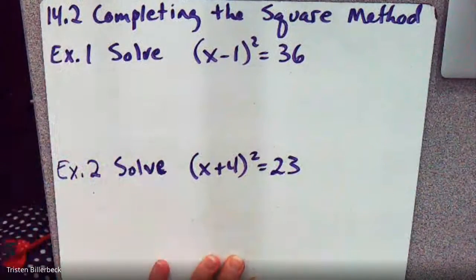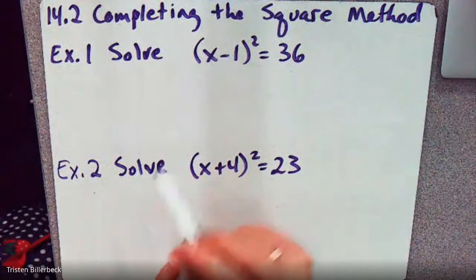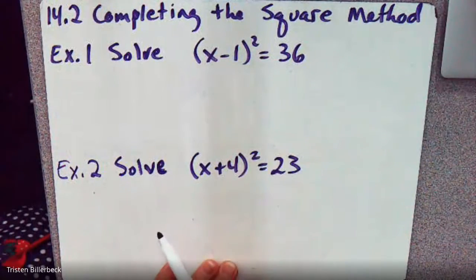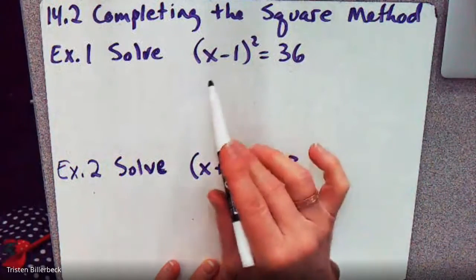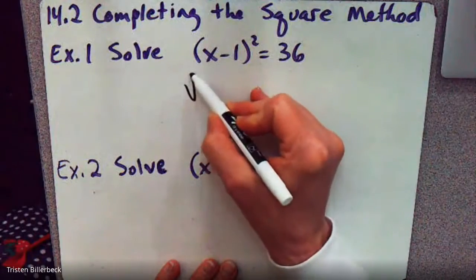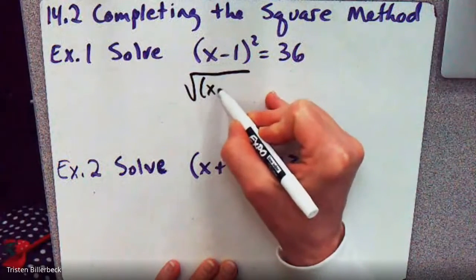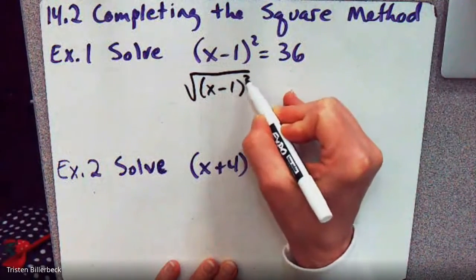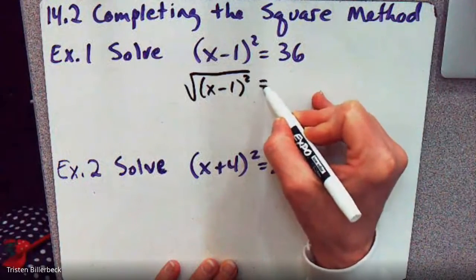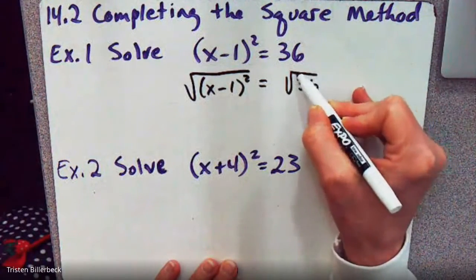Let's talk about 14.2, completing the square method. Now we're going to take a little baby step into this and look at what happens when we have something that's squared and it equals something. How do we find out what x is? Well, if we take the square root of (x minus 1) squared, and we take the square root of 36, we can find the answer.